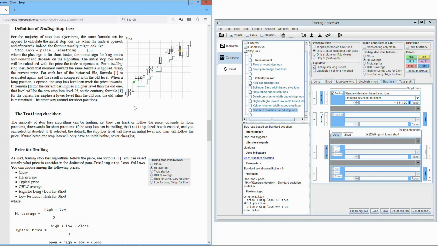As said, trailing stop loss algorithms follow the price. See the previous formula. You can select exactly what price to consider in the dedicated pane Trailing Stop Loss Follows. You can choose among the following prices: Close; HL average, that is the average between high and low; Typical price, that is the average between high, low and close; OHLC average, that is the average between open, high, low and close; High for long, low for short; Low for long, high for short. Note that this is the price used in the calculation only for the trailing stop loss. The initial value of the stop loss is always computed with the price of the trade, that is the price the trade occurs at.